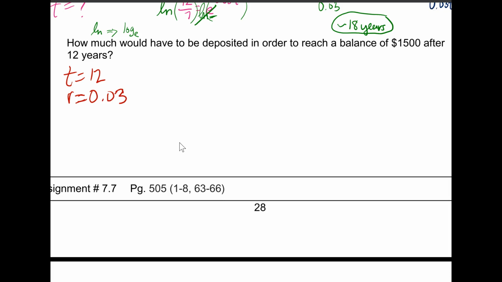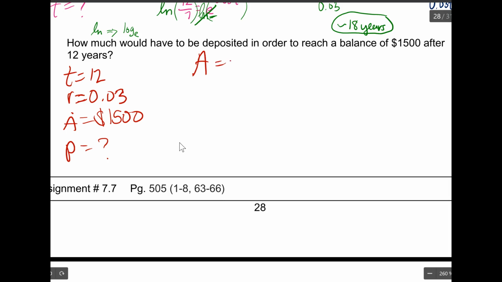Let's see. The balance is $1,500, and I'm trying to solve for P. So I'm going to use A equals P e to the r t again. $1,500 is equal to P times e to the 0.03 times 12.